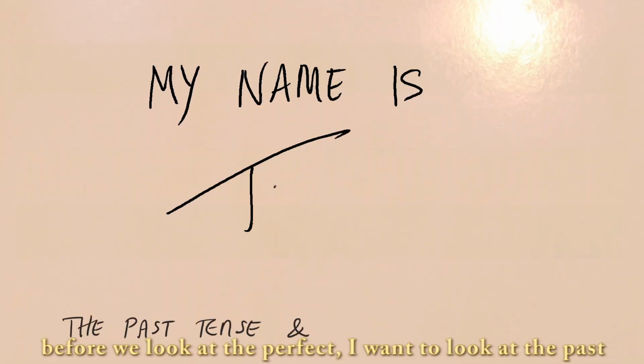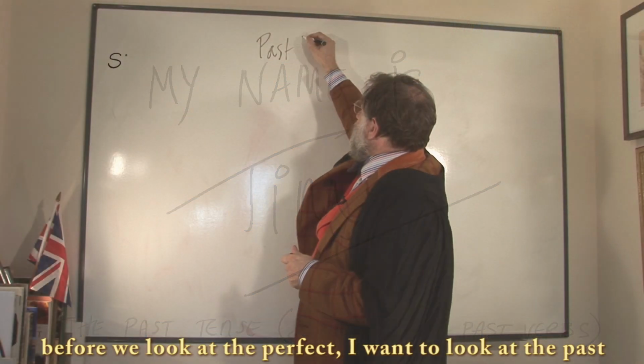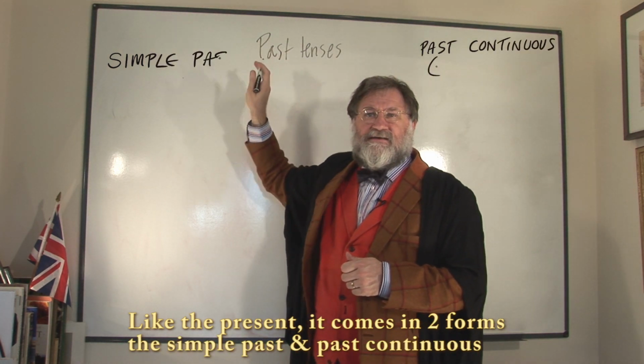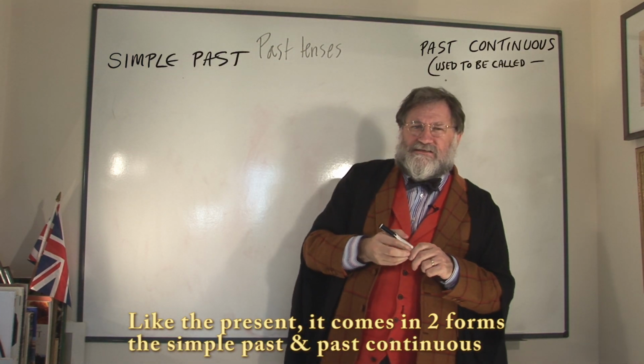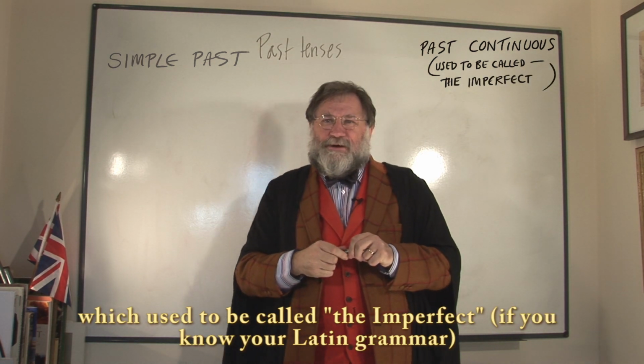My name is Tim, and before we look at the perfect, I want to look at the past. And like the present, it comes in two forms. The simple past and the past continuous, which used to be called the imperfect, if you know your Latin grammar.